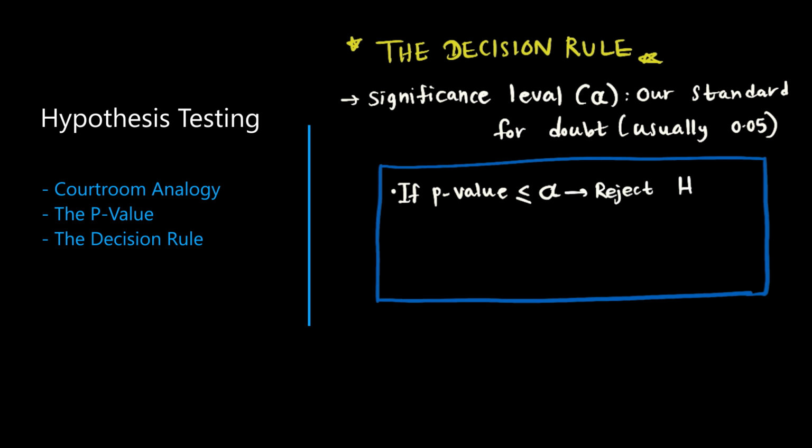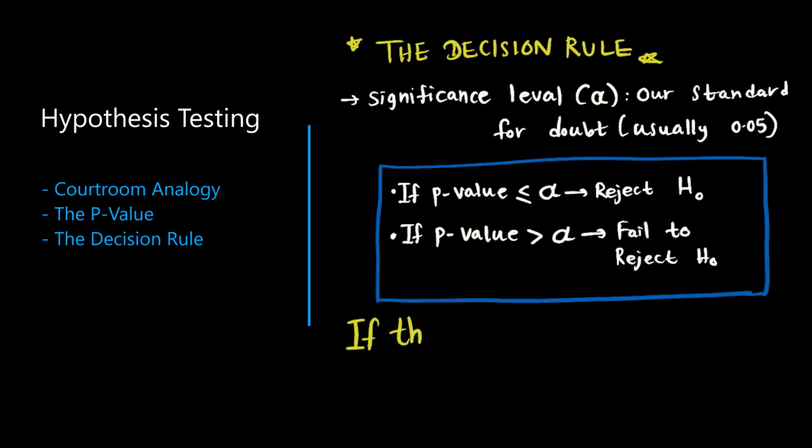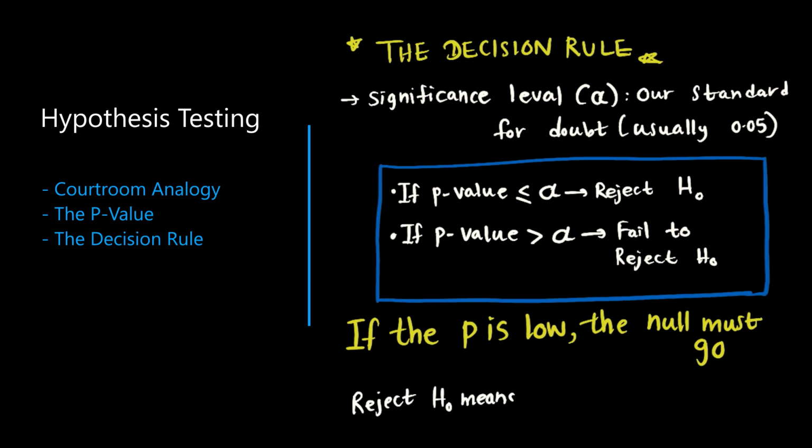The final step is the decision rule, and this is the most critical part to memorize for your exam. It is simple and always the same. If the p-value is less than or equal to alpha, you reject the null hypothesis. If the p-value is greater than alpha, you fail to reject the null hypothesis. The little rhyme that will save you on the exam is, if the p is low, the null must go.